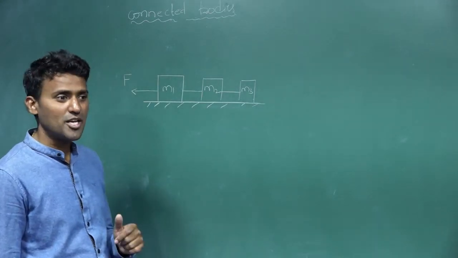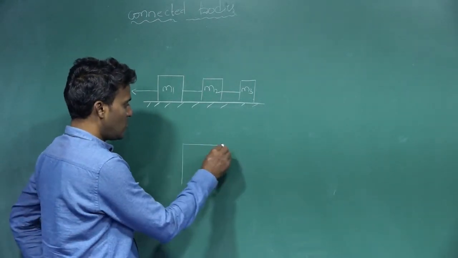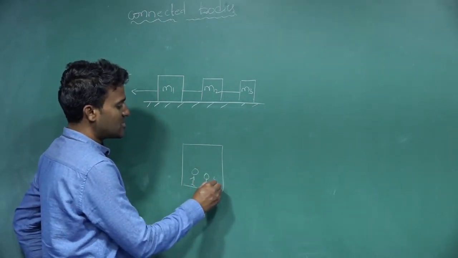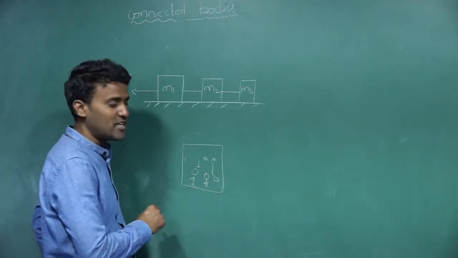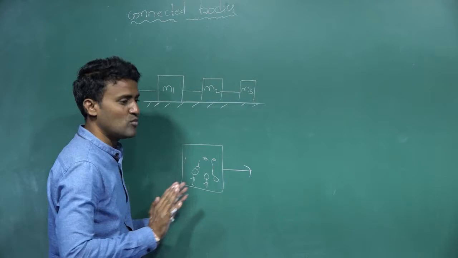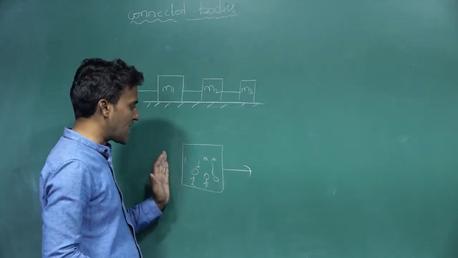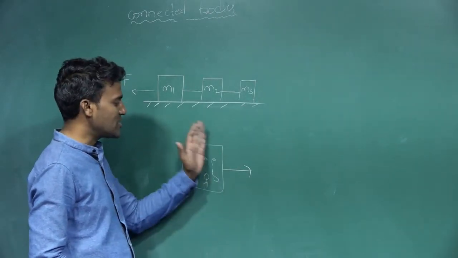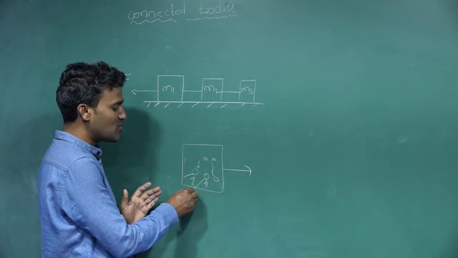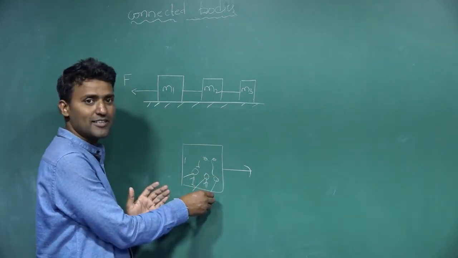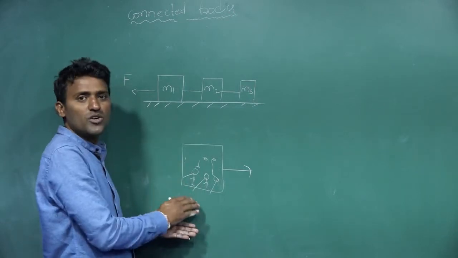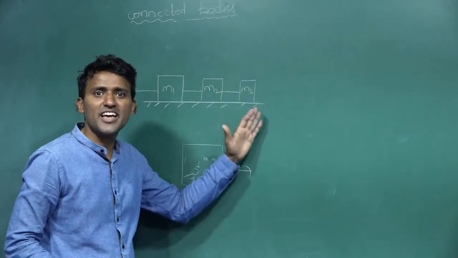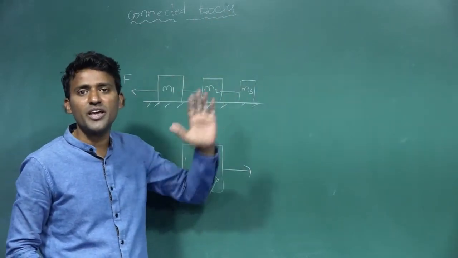For your understanding, I am telling you, in a room, persons are standing here, isn't it? When I pull this room, I move that room, the total system of the body, the acceleration of the system is the same. I am considering it as one system, not this person's acceleration versus that person's acceleration. Same here, M1, M2, M3 I am considering as one system.